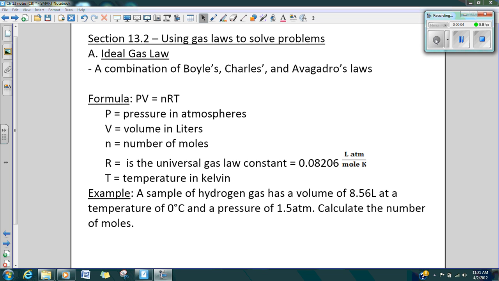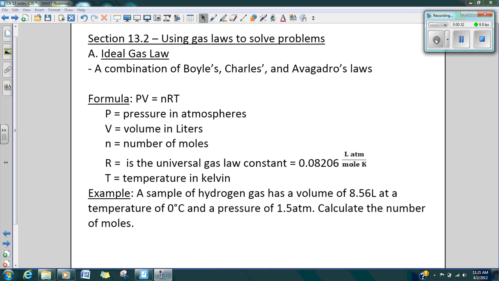Good morning, everyone. We're going to have another podcast here on section 13.2, using the ideal gas law. So the ideal gas law, again, we're talking about that it's really hard to study these gases because they just vary so much in terms of pressure and temperature. And so sometimes they will simply just cut to the chase and say, you know what, we're going to combine Boyle's law, Charles' law, and Avogadro's law, and we are just going to use the ideal gas law.